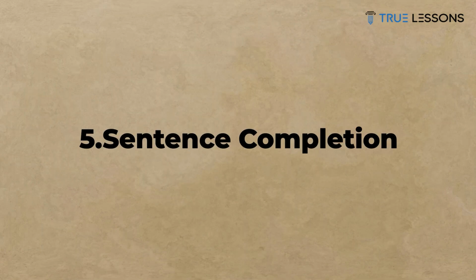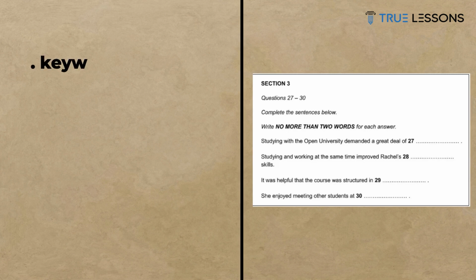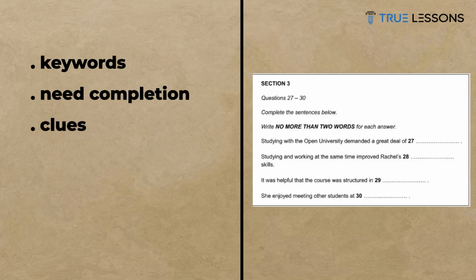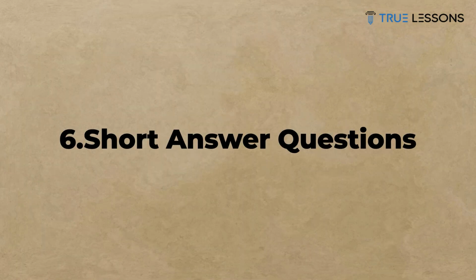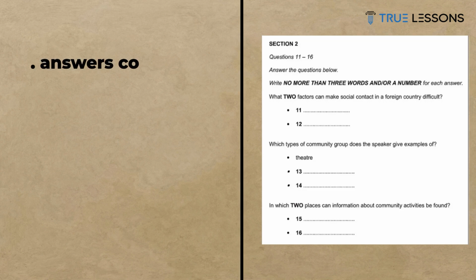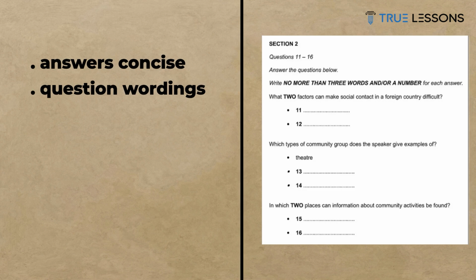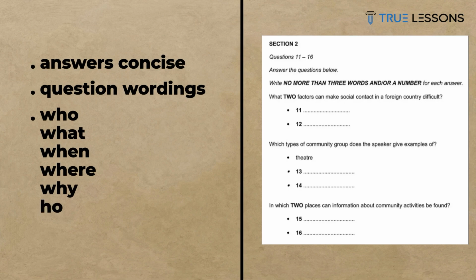Sentence completion: focus on the keywords in the sentence, especially the part that needs completion. Listen for clues in the recording that provide the missing information. Short answer questions: keep your answers concise and to the point. Pay attention to the question wording such as who, what, when, where, why, and how.